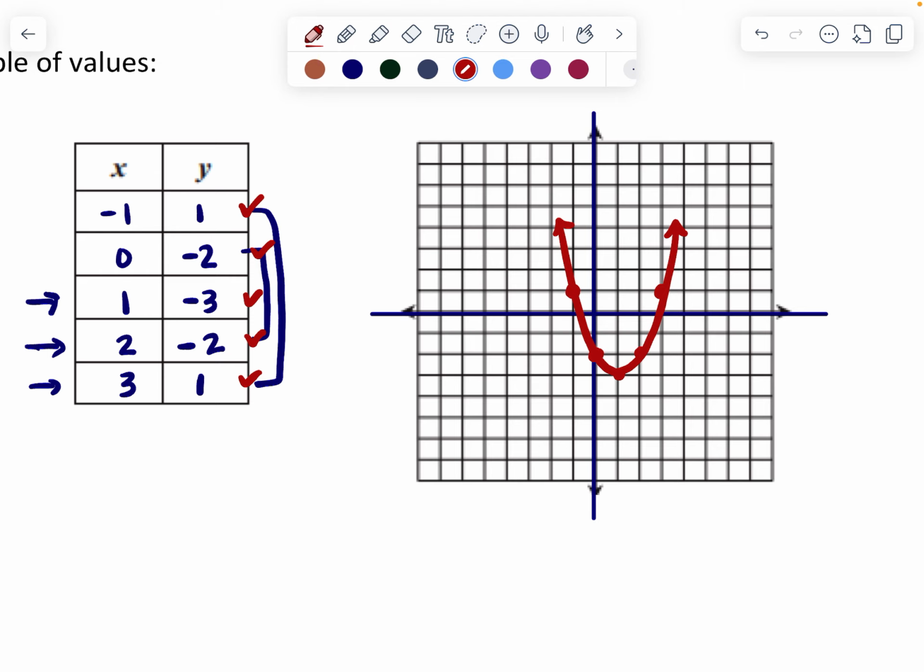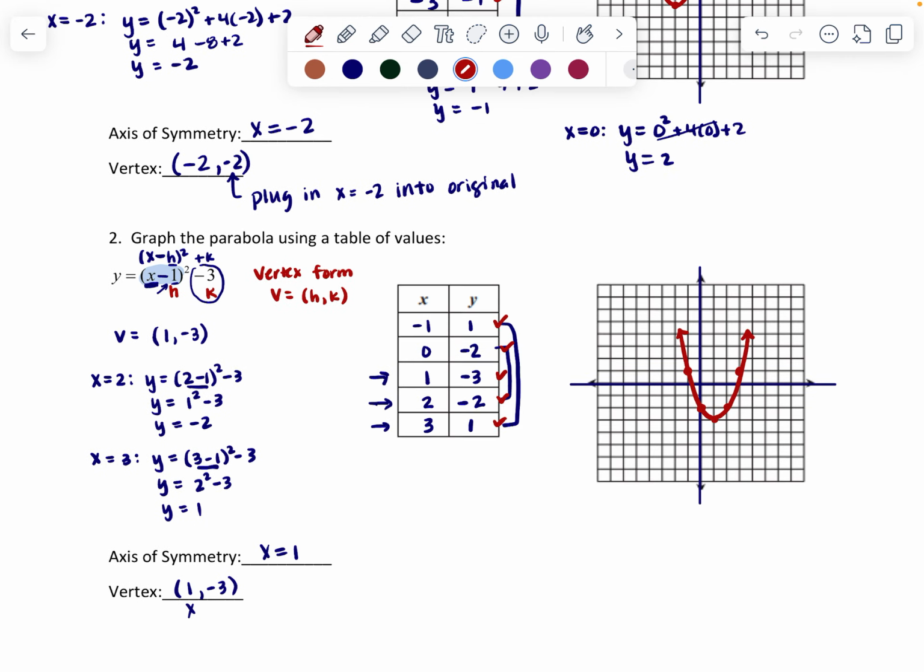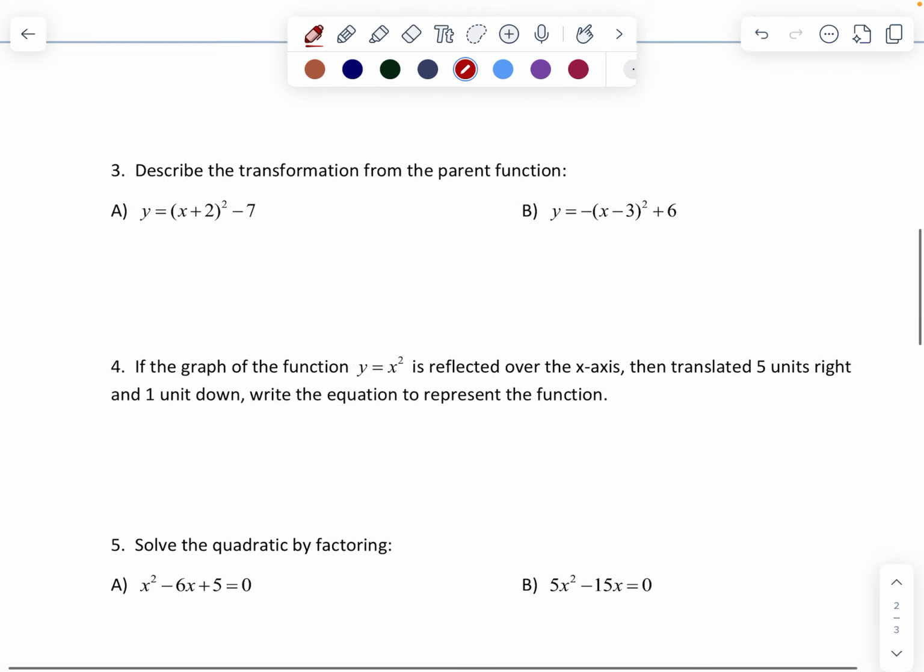On your test, you're going to have to graph a parabola in standard form, like number 1, and in vertex form, like number 2. So if you need to watch this again, you can. And I would really try doing one by yourself, okay? All right, now let's see if we can do number 3.